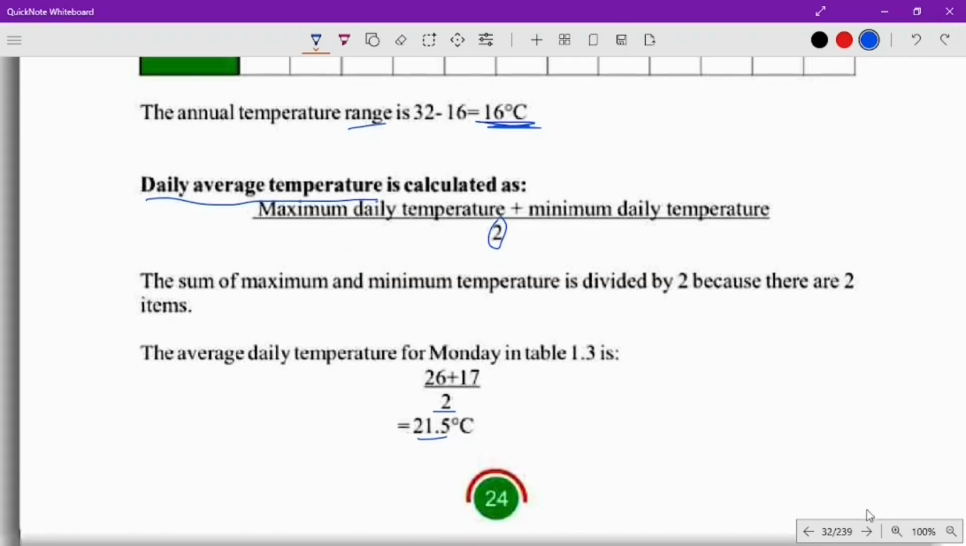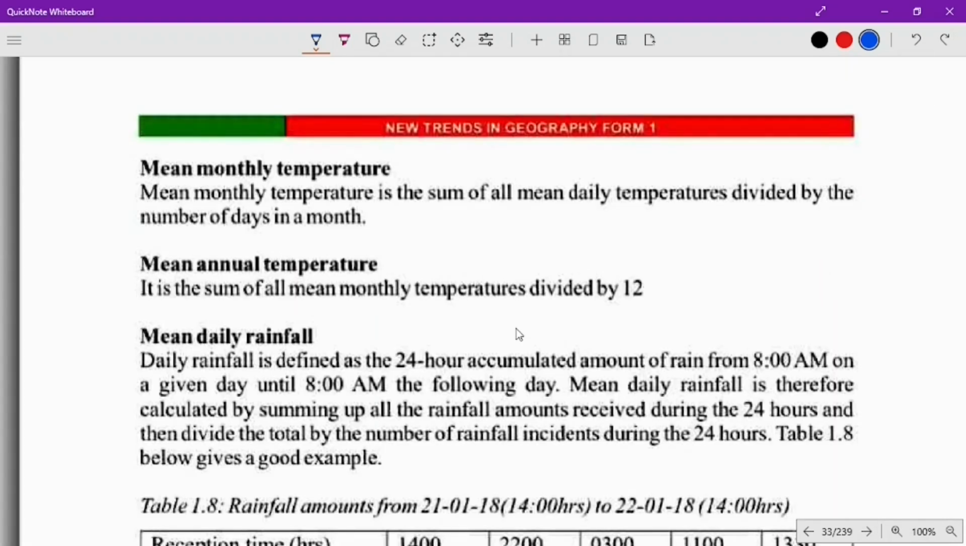So each time when you are trying to find the average, then you add all the items given, divide by the number of the items to get your average. Meaning that to get the mean monthly temperature, we add all the temperatures for the month, then we divide by the number of days in a month. To get the average annual temperature, we have to add all the mean monthly temperatures, then divide by 12. This is how it goes.